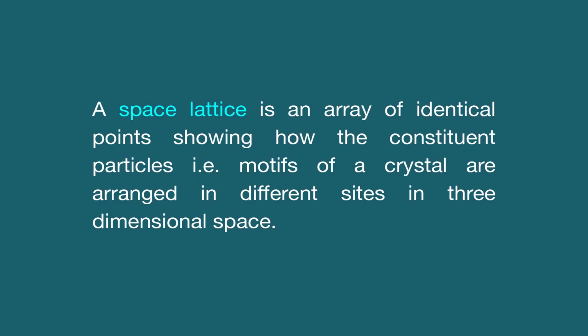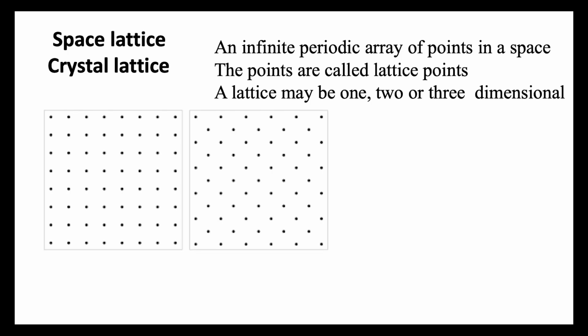So, what do you understand by the term space lattice? A space lattice is an array of identical points showing how the constituent particles, that is motifs of a crystal, are arranged in different sites in three-dimensional space. These points are called lattice points. This figure represents two different lattices with different arrangement of points in space. Please note that a lattice can be one-dimensional, two-dimensional or three-dimensional.